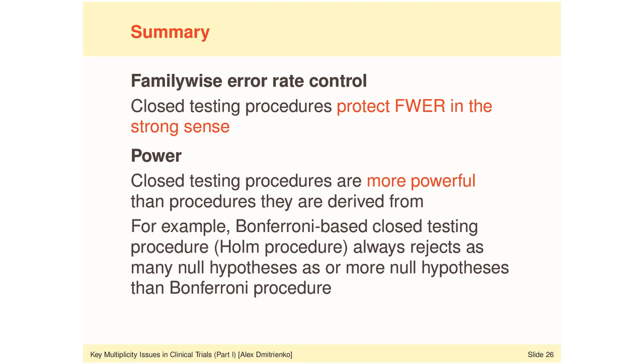Closed testing procedures, that was the most important conclusion that we drew on slide 25, are more powerful than the procedures that they are derived from. The Bonferroni-based closed testing procedure provides actually a uniform power advantage over the basic Bonferroni procedure. This closed testing procedure always rejects as many null hypotheses as the Bonferroni, but can potentially reject more null hypotheses, which results, as I said, in uniform power gain compared to the basic Bonferroni.